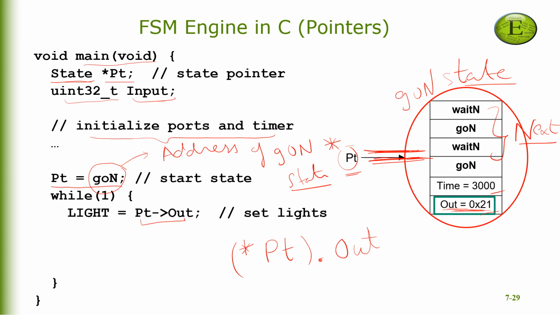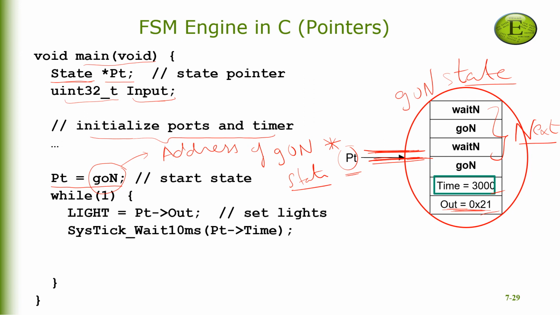And over here, this PT arrow out is the same. These two are the same commands. It is the same or equivalent. So either you do this (*PT) and then .out, or you can just say PT arrow out. Those are the same. So once that is done, we have obtained the output corresponding to the current state, and we have sent that output to the light, that is port B.